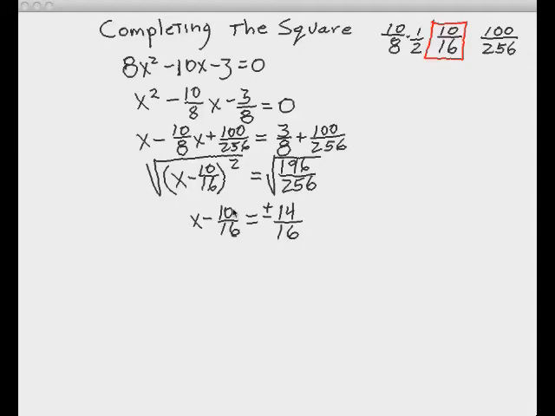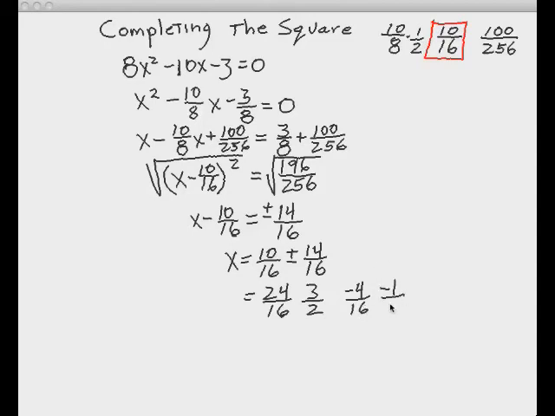Okay, I want to get this negative 10/16 over on the other side, so I add it to both sides. Plus or minus 14 over 16. So now I have two calculations to make. 10 plus 14 over 16, 10 minus 14 over 16. So 10 plus 14 is 24. Both divisible by 8, 3/2. And 10 minus 14, which is negative 4 over 16. So that reduces to negative 1 over 4.